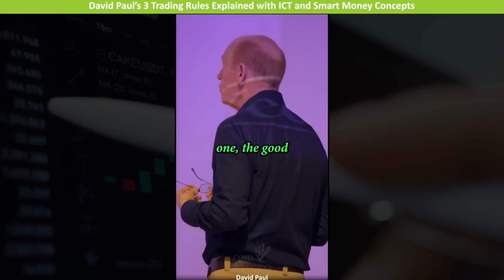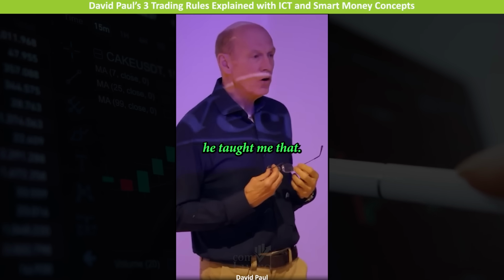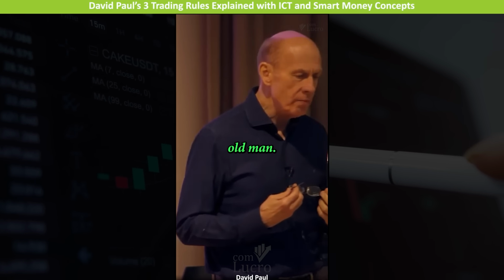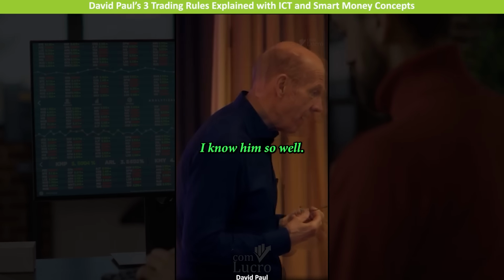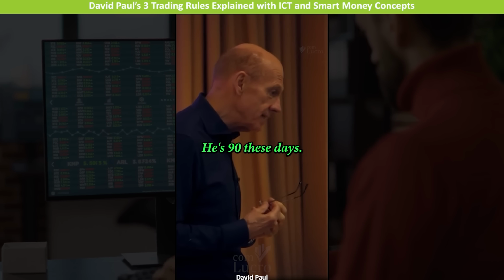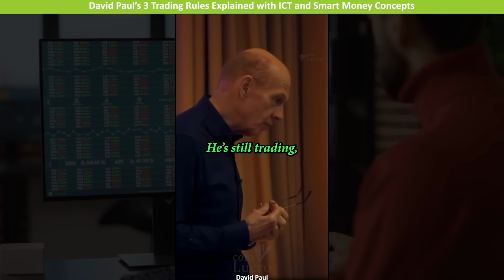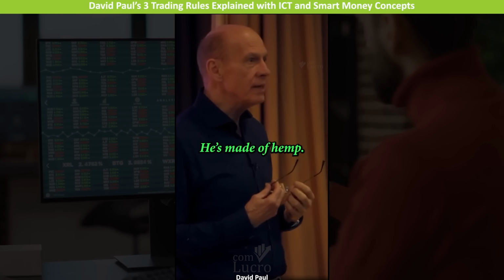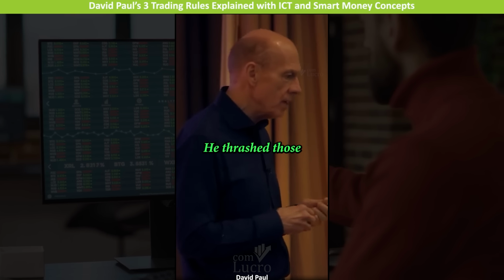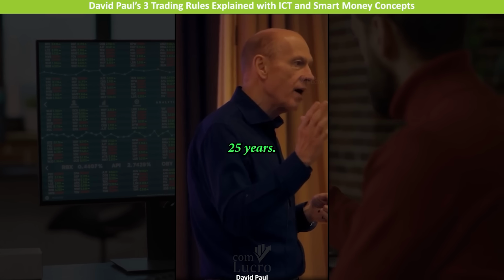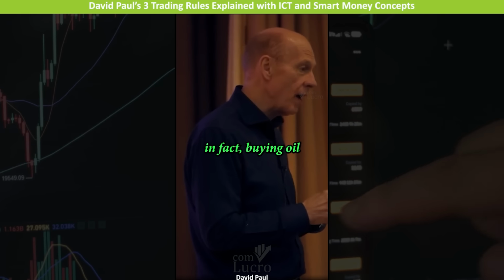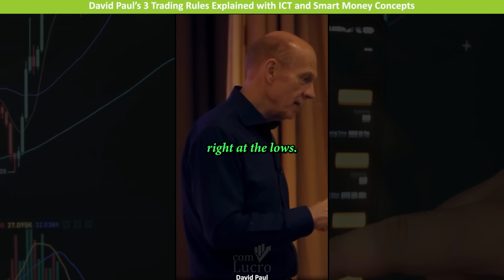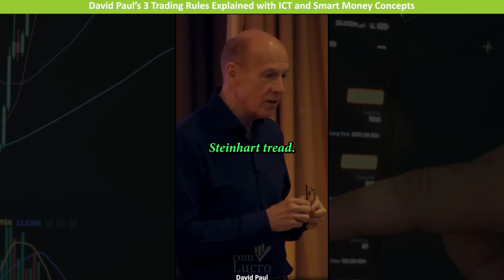Rule number 1, the good trade is a hard trade. You know who taught me that? A delightful old man. He was one of the first market wizards, Michael Steinhardt. Do you know him, Larry? I know him so well. He's 90 these days, 91. He's still trading. My word, he's made a hemp. He trashed those indices for 25 years. And he was the inspiration for me, in fact, buying oil right at the lows.